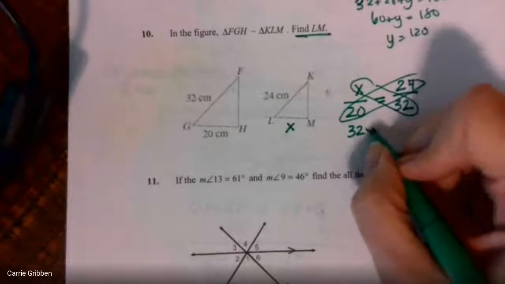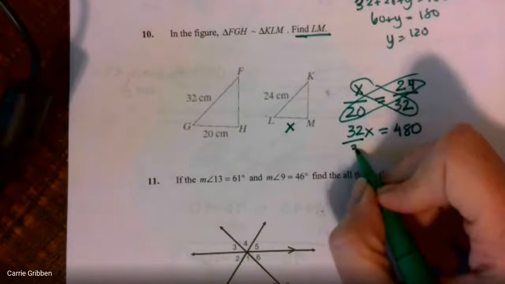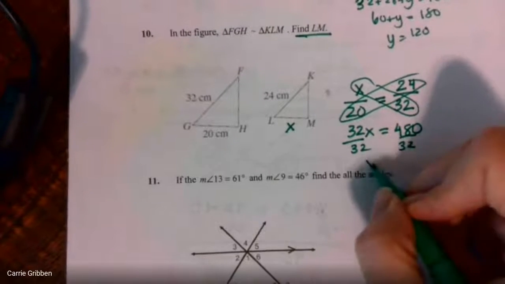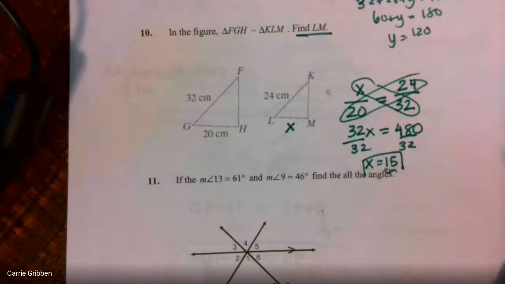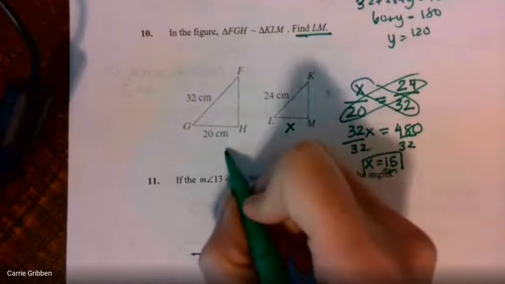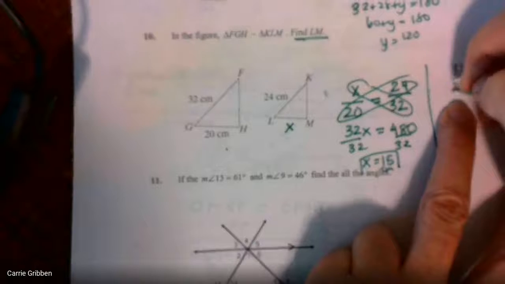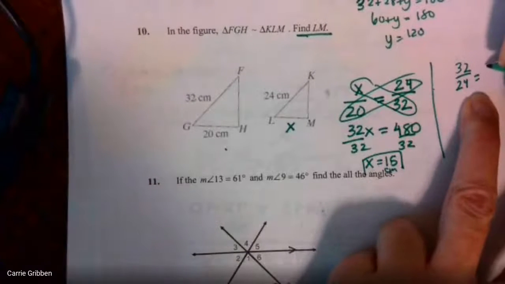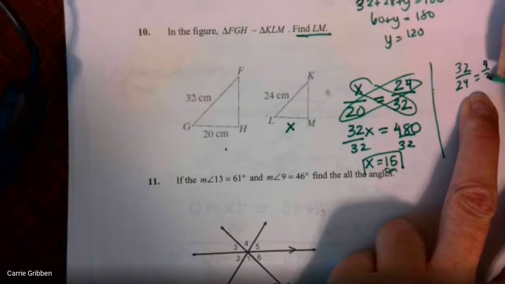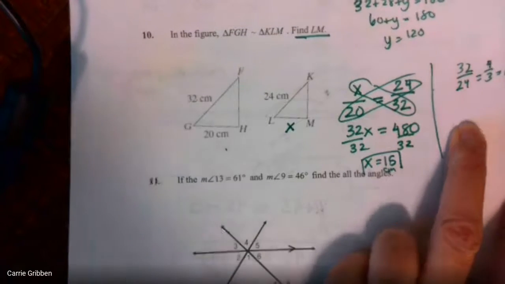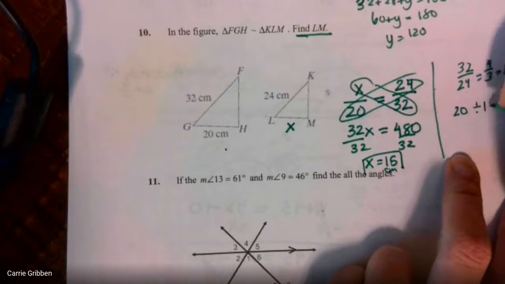So I'd say 32x equals 480, divide by 32, and that turns out to be 15 centimeters. Now, the other way you could obviously do it is you could figure out the scale factor by doing 32 divided by 24. Oh, I don't have my calculator with me, so let's see. If I divide that by 8, it's like 4/3. So it's 1 1/3. So you could take 20 and divide it by 1 1/3.